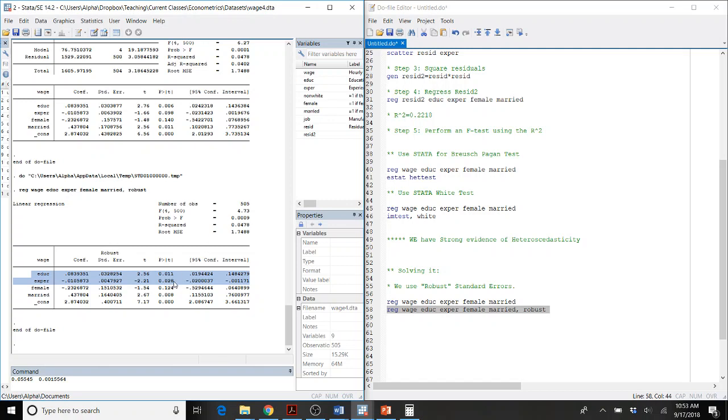All right, but now we use robust standard errors, correct for that problem, and now we find education is significant at the 5% level and experience is significant at the 5% level. Okay, so there we go. There's our illustration of heteroscedasticity.